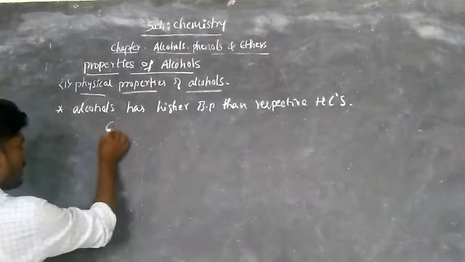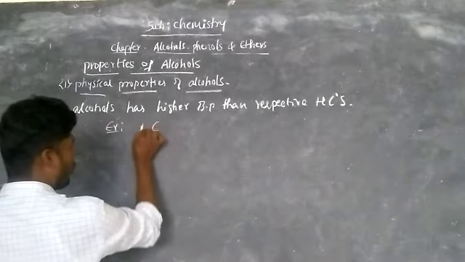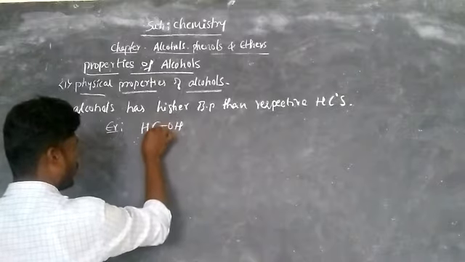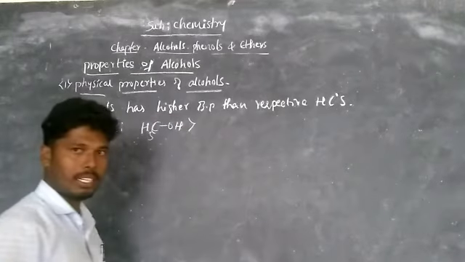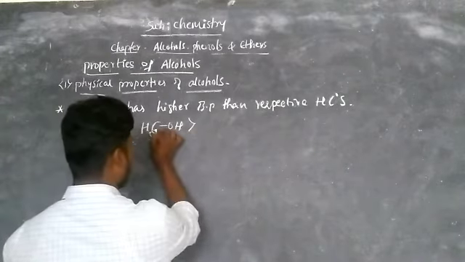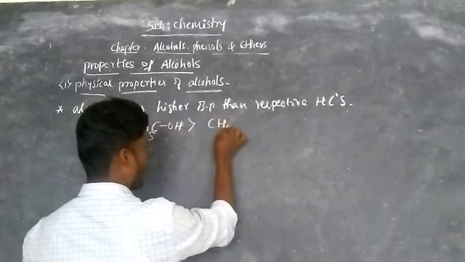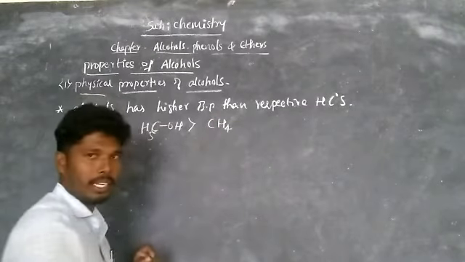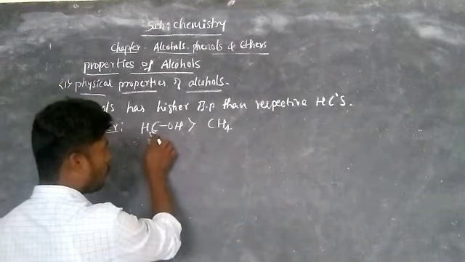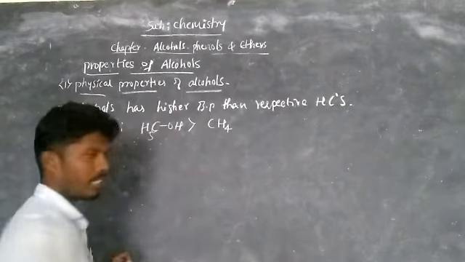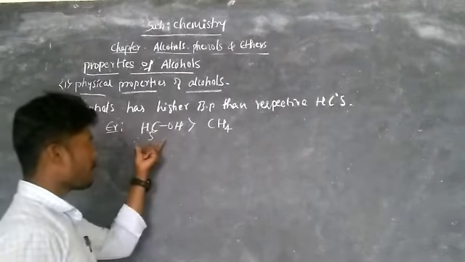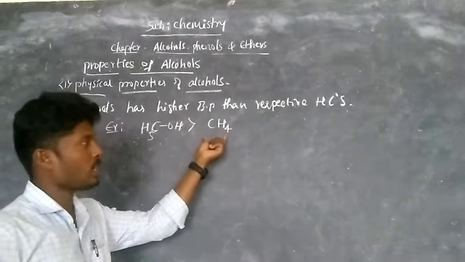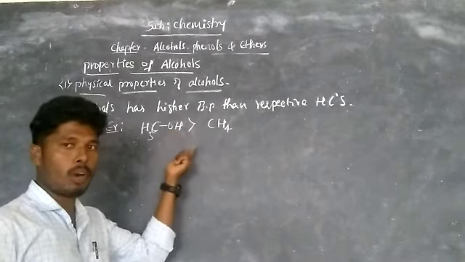For example, see the methanol CH3OH. This methanol has a high boiling point. It has a high boiling point than methane CH4. See, this methanol is derived from methane. From methane we get methanol: one hydrogen is removed and OH is added, then methanol comes. But this methanol has a very high boiling point compared to methane due to the formation of weak hydrogen bond.